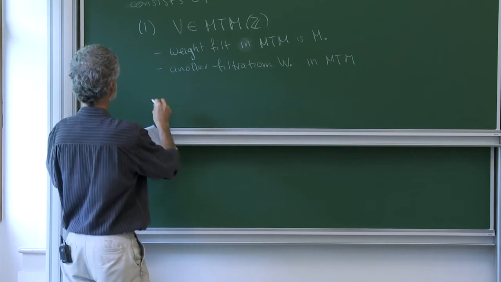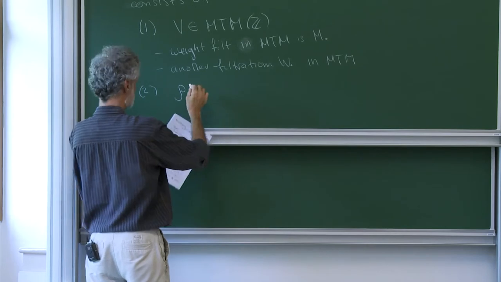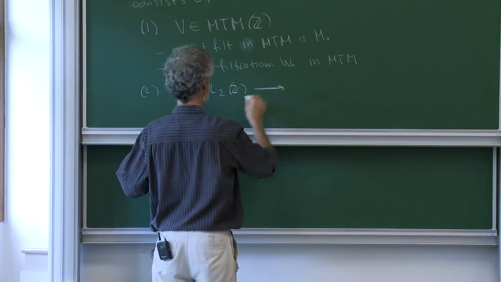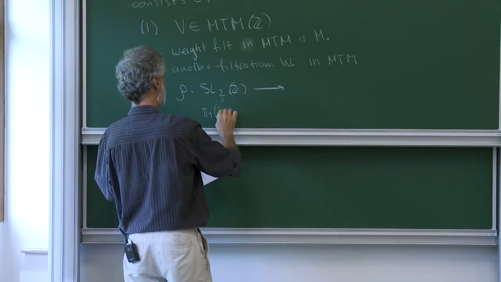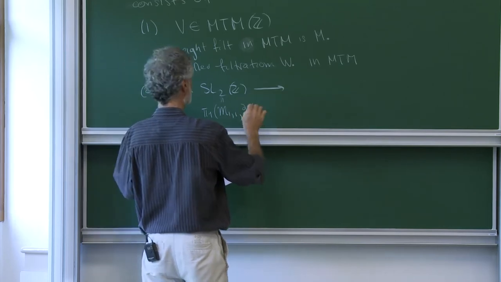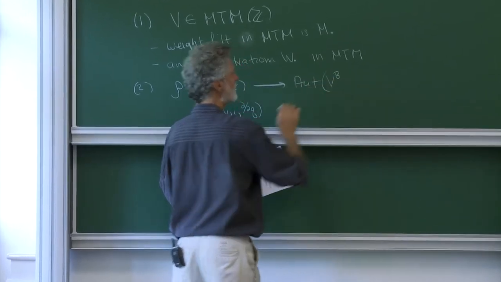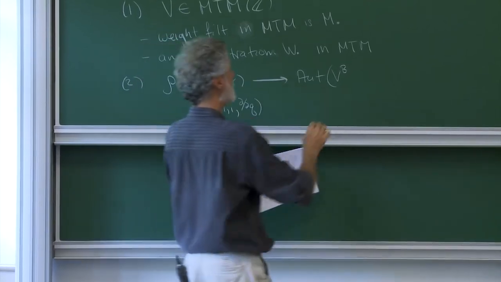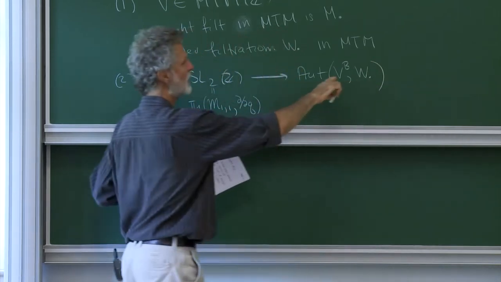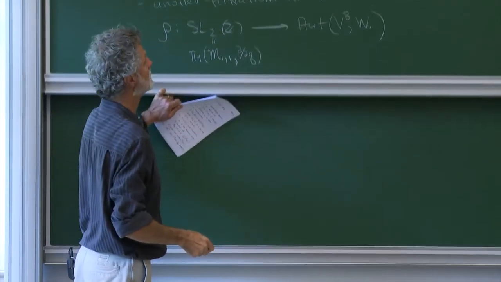And then the second piece of data is a representation rho from SL2Z, which you can naturally identify with pi 1 of M11 with base point DDQ, into the automorphisms of V Betty. You take the Betty realization of this guy, and that preserves the filtration W dot. It doesn't preserve the actual weight filtration of V Betty.